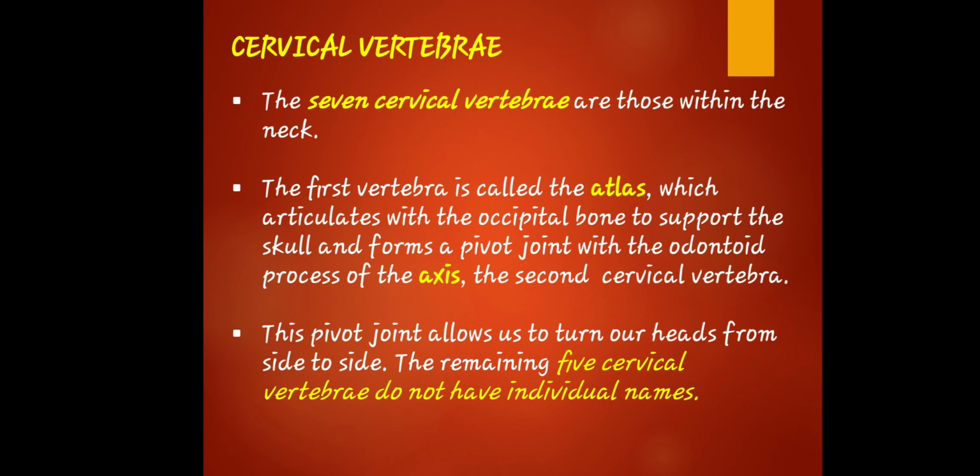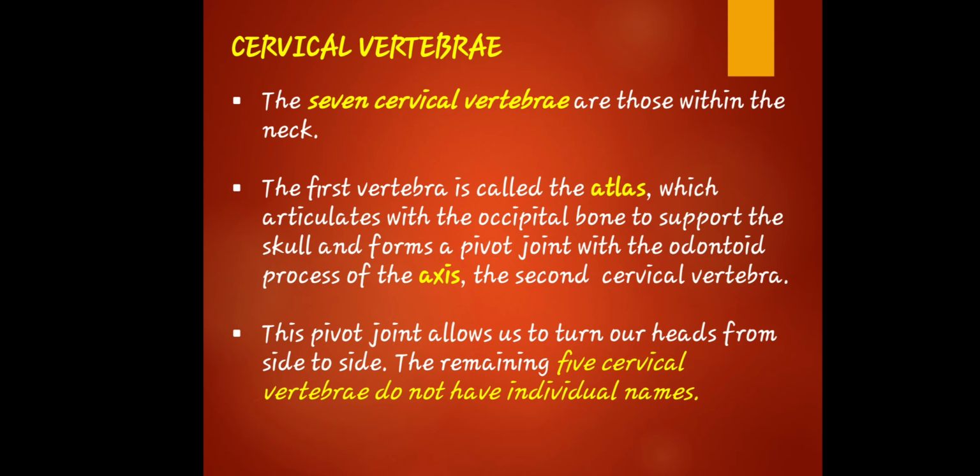Another difference is that the axis, the second topmost, provides an axis to rotate the skull and atlas vertebra when the head moves side to side. That is why we can move our heads side to side, because of the atlas and the axis. This pivot joint allows us to turn our heads from side to side. The remaining 5 cervical vertebrae do not have individual names. So that's it. That is cervical vertebrae.